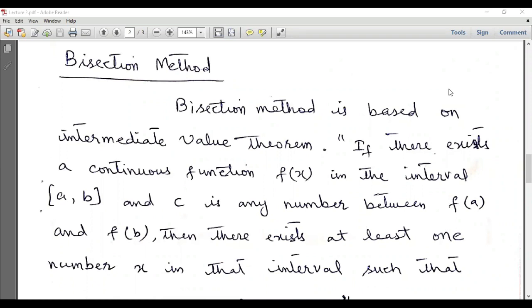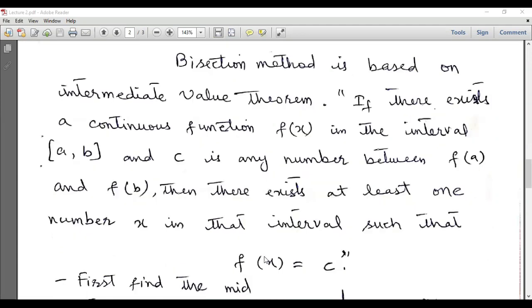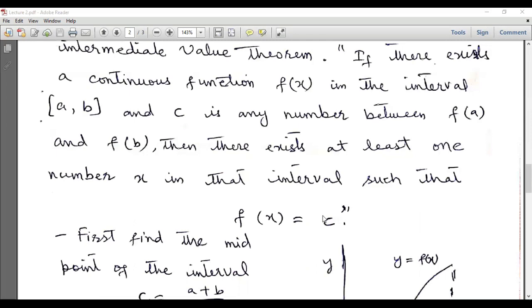In today's lecture, I am going to discuss the bisection method for solving nonlinear equations to find their roots. The bisection method is based on the intermediate value theorem: if there exists a continuous function f of x in the interval a to b, and c is any number between f of a and f of b, then there exists at least one number x in that interval such that f of x is equal to c.